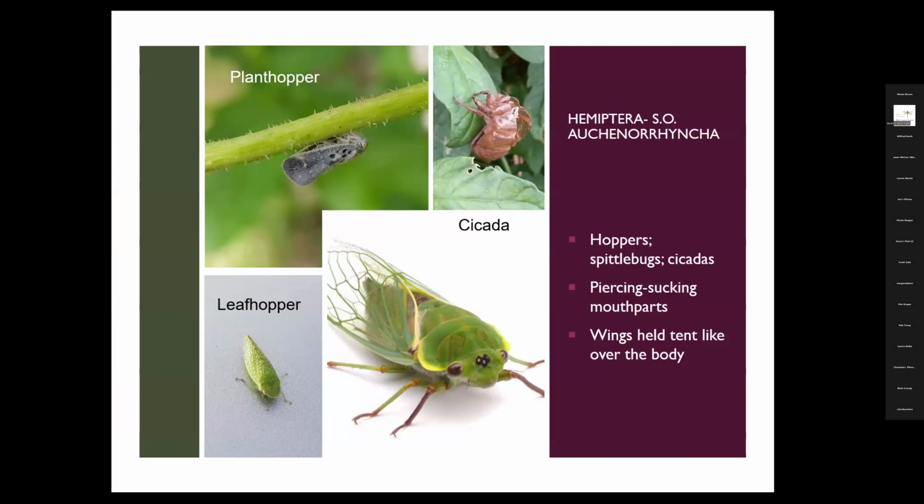The suborder Auchenorrhyncha are the hoppers, the spittlebugs, and the cicadas. These are going to typically have wings in the adult stage. The immatures do not have fully developed wings. So the immatures are going to look similar to the adults, but they don't have those wings fully developed. When you see the adults, you can see that they have wings held tent-like over the body. And this is going to be like a 2-man pup tent that's kind of a triangular shape, not some big fancy glamping kind of thing.